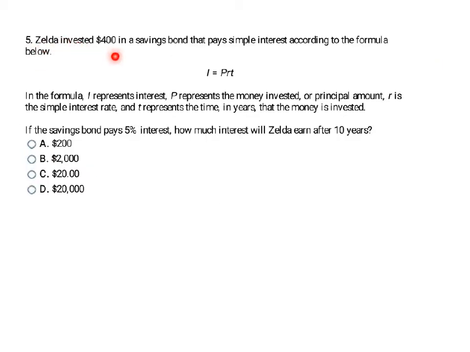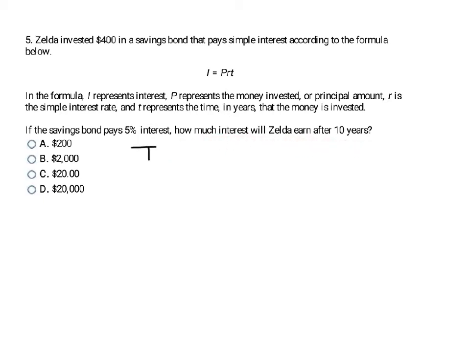Here, Zelda invested $400 in a savings bond that pays simple interest according to the formula below. In the formula, I represents interest, P represents the money invested or principal amount, R represents the simple interest rate, and T represents the time in years that the money is invested. If the savings bond pays 5% interest, how much interest will Zelda earn after 10 years?